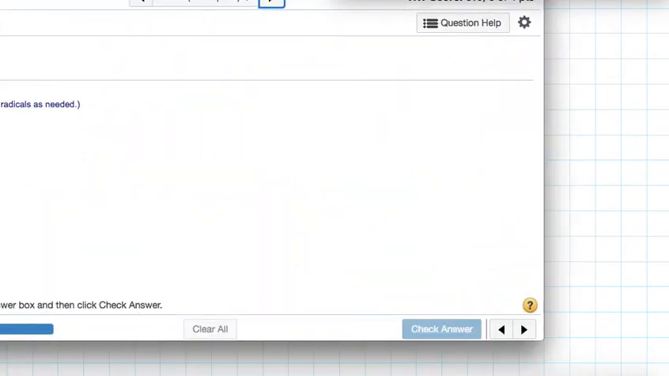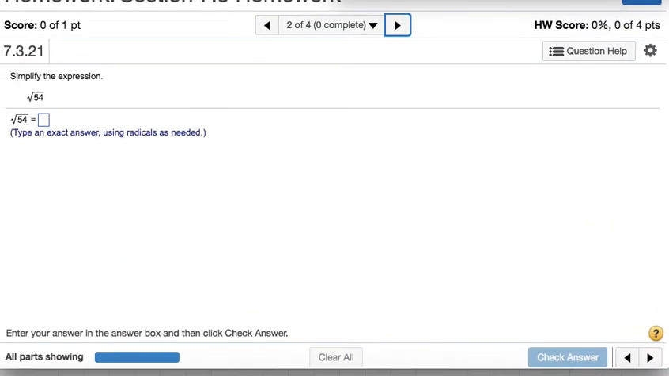Next, we're going to talk about simplifying square roots. And so what I want to show you first is what this is going to look like in the homework and what this isn't. So the problems are going to look like this. It says square root of 54, not a perfect square, so it doesn't come out to be a whole number. And it says type an exact answer using radicals as needed. So what they don't want here is they don't want you to type square root of 54 into your calculator. It's going to be 7 point something and type in a decimal into the answer box. That's not what they're looking for. That's an approximation. That's not the exact answer.